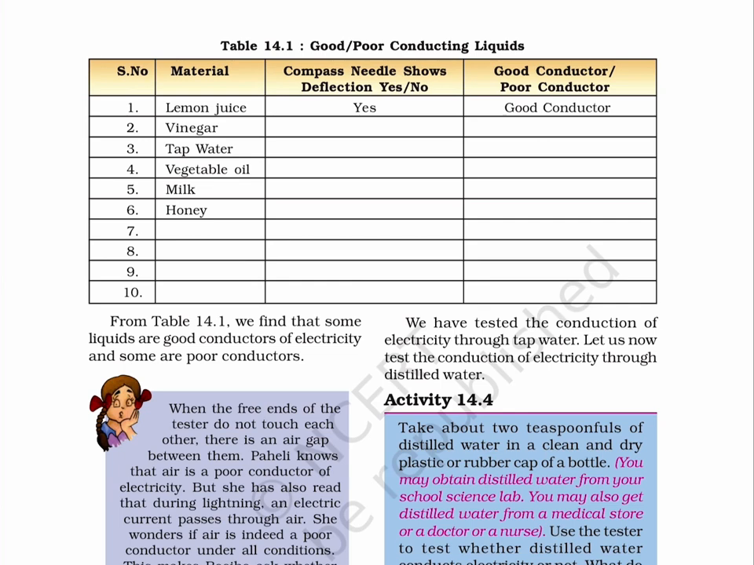Now, serial number 2, material, vinegar. Serial number 3, material, tap water. Serial number 4, material, vegetable oil. Serial number 5, milk. Serial number 6, honey. Now, make the table in your notebook and complete it by giving the correct answers. From Table 14.1, we find that some liquids are good conductors of electricity and some are poor conductors.